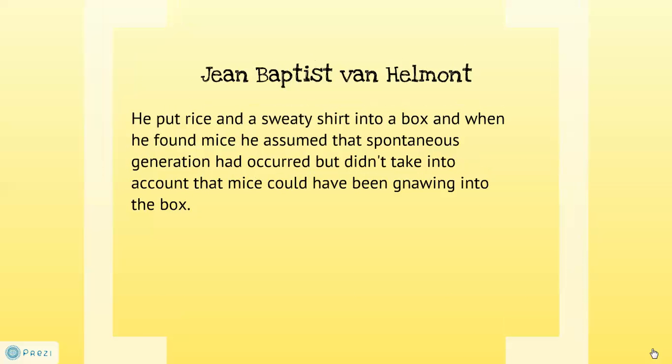This is just a reminder about John Baptist von Helmont's experiment where he put rice. This is rice. I've heard wheat as well. Maybe he didn't record what his experiment was very well because there's some translation there. He put rice in a sweaty shirt into a box and he found mice and assumed that spontaneous generation had occurred. He didn't think that the mice could have been gnawing in from the outside or that they might have dropped in from above or who knows how those mice got in. They could have just clambered into the box. So he didn't control that very well.